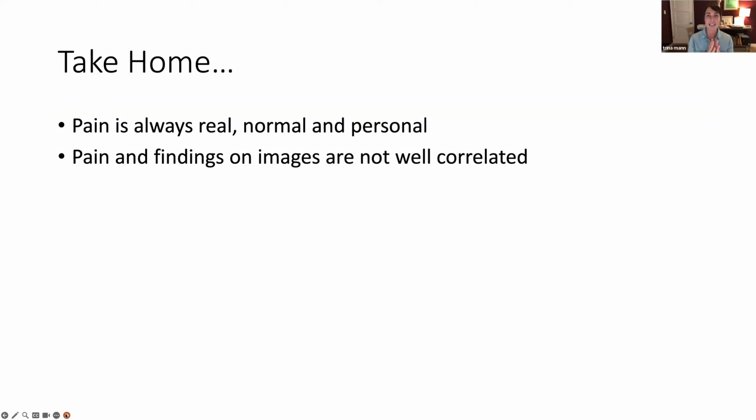And so I hope that this is sort of starting to stimulate you to become more curious about, well, then what do we know pain is well correlated with, and how do we really start to work with pain beyond just working with what is on those images or our biomedical reality.